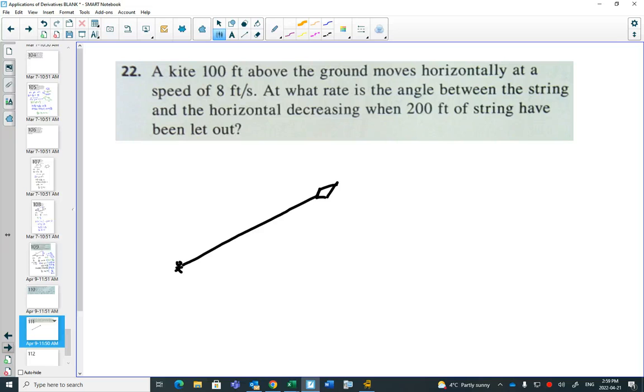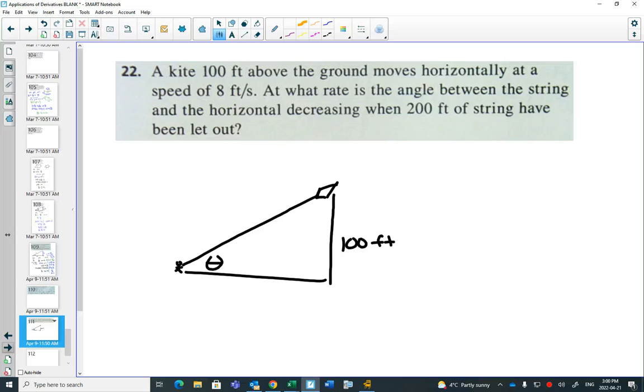And it's 100 feet above the ground. So we know this is set at 100 feet. Apparently that is staying constant. This guy's really good at letting out the string. We've got an angle between the string and the horizontal. That would be this angle right there.